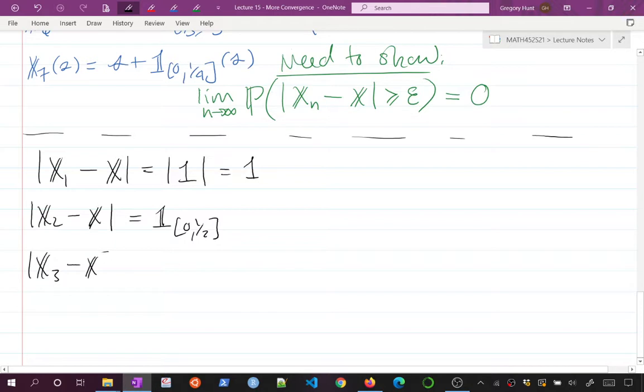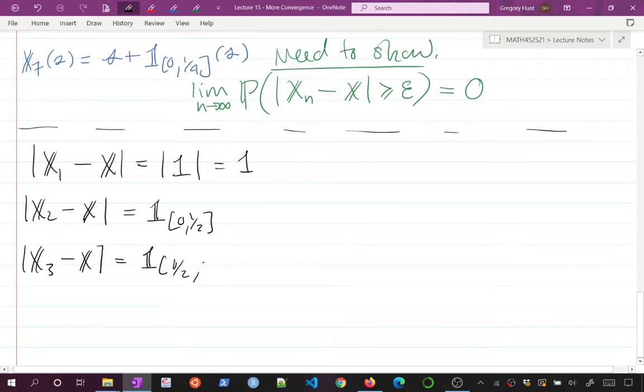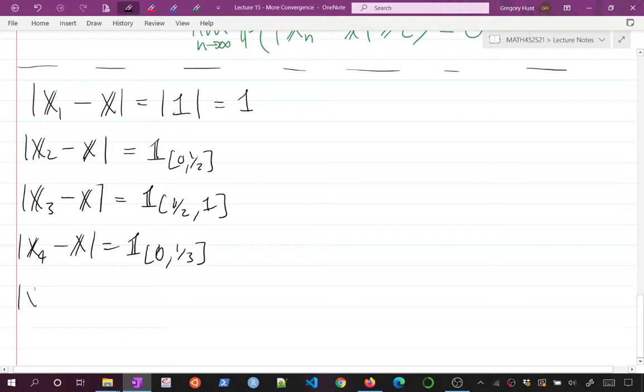x3 minus x is going to be, by a similar game, the indicator that I'm in 1/2 to 1. x4, notationally cumbersome, x4 minus x is the indicator that I am in 0 to 1/3. All right, we keep playing this game. x5 minus x is just going to be the indicator that I'm in 1/3 to 2/3, etc.